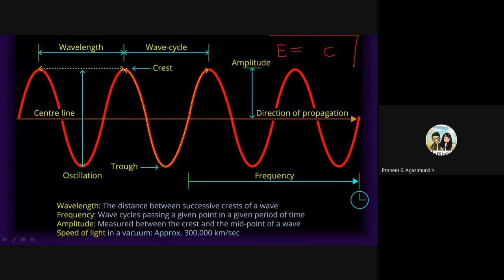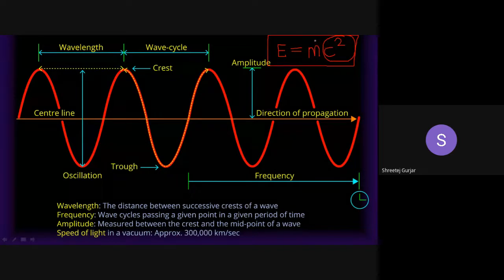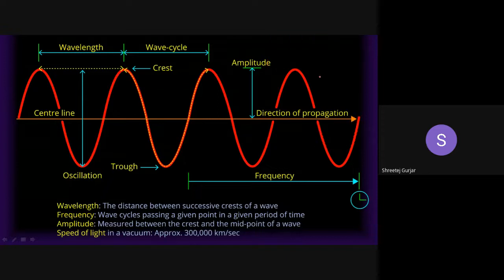E is equal to mc square, right? Wherein c is the velocity of light. It is a constant thing, right? And this is mass and this is energy. Okay, so not related to surveying, but just some general things.